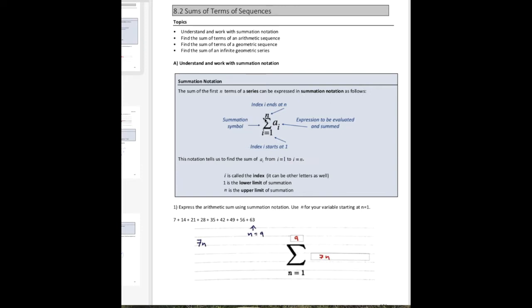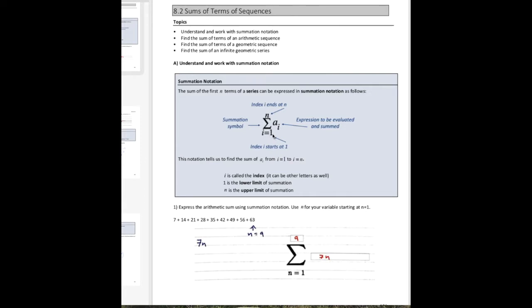So we have this kind of funky looking Greek letter. This is sigma, capital S, and that stands for sum, that we're going to add these terms. So that's just indicating that there's addition that's going to happen. The index, so that's this. The index i starts at 1. In this case, it can be other letters as well, and we'll see that in examples.